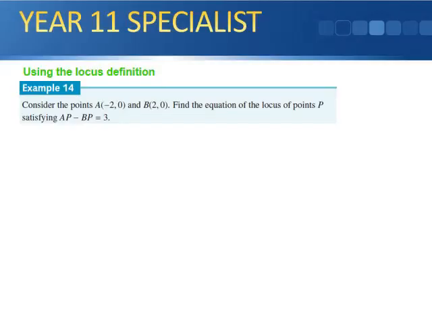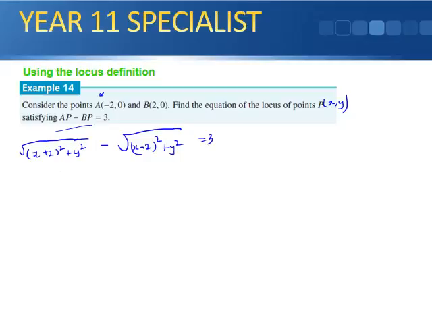Example 14. Using the locus definition, consider the points A and B, find the equation of the locus of the points that satisfy that rule there. Okay, so we've got AP minus BP, we've got the distance formula, so I'm doing distance between this and P. P is going to be x comma y, so I get the square root of x plus 2 squared plus y minus 0 squared, which is just y squared, minus the square root of x minus 2 squared plus y squared, equals 3.